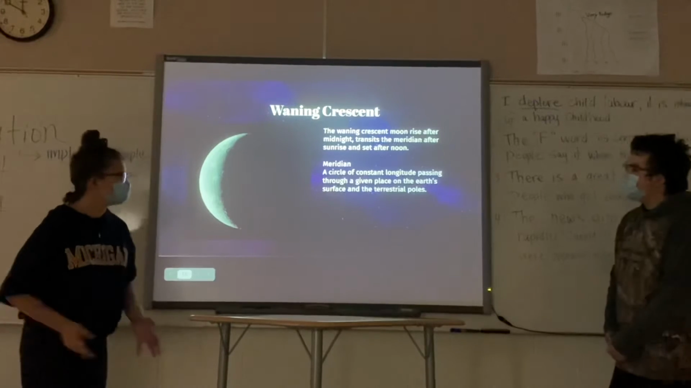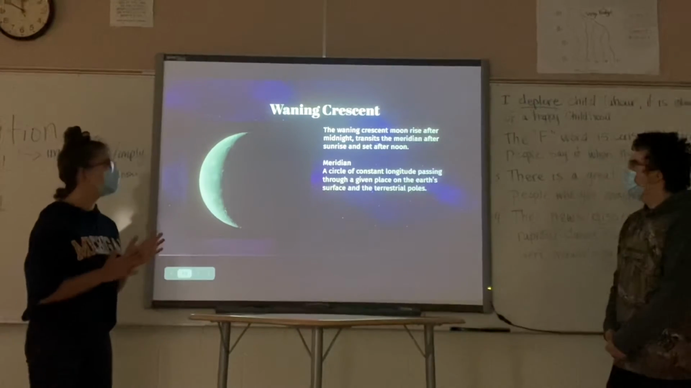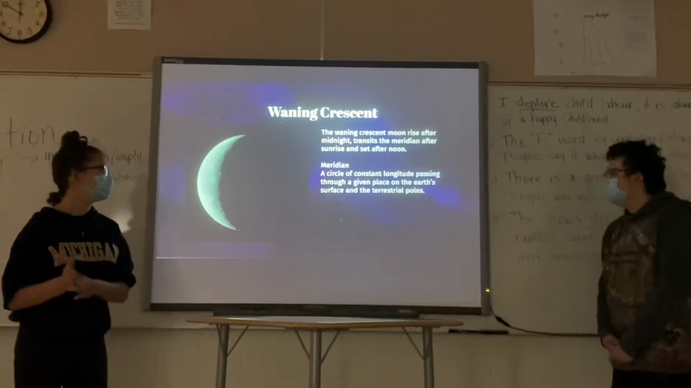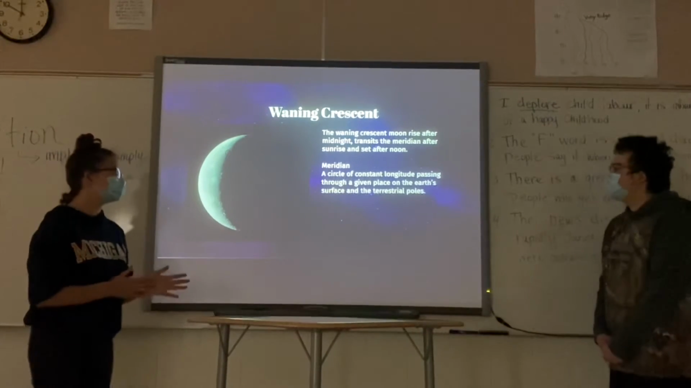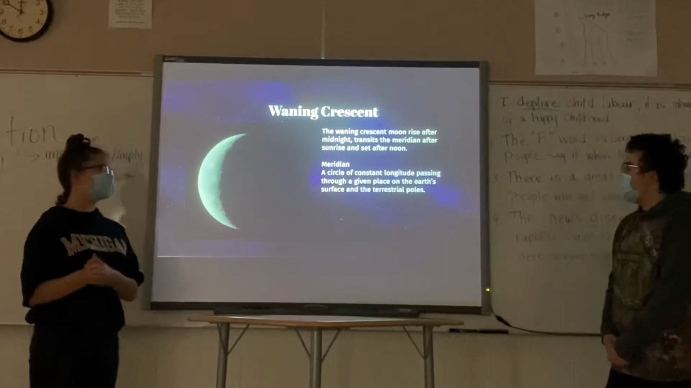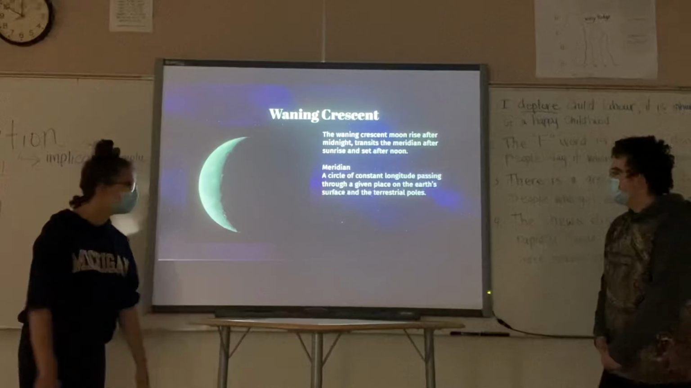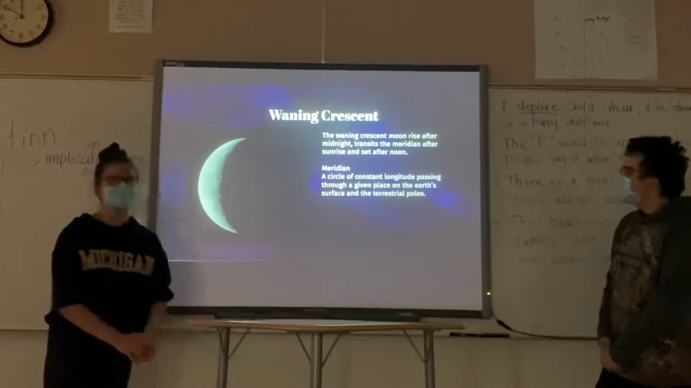The waning crescent moon rises after midnight, transits meridian after sunrise, and sets after noon. Meridian is a circle of constant longitude passing through a given place on the Earth's surface and the terrestrial poles.